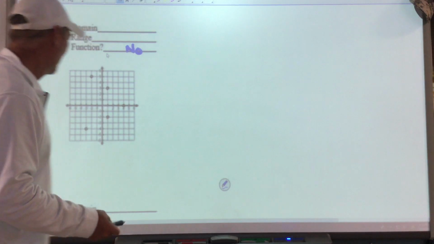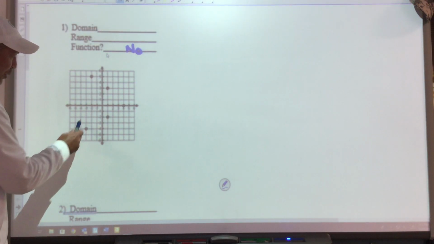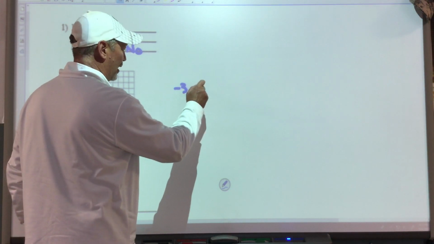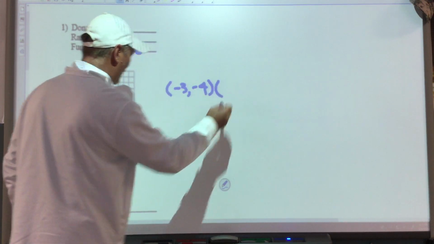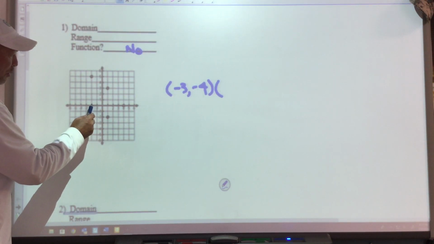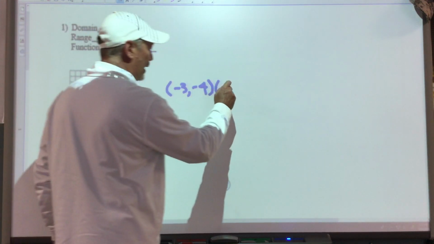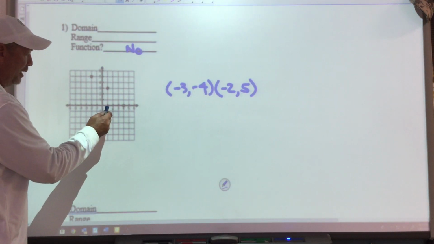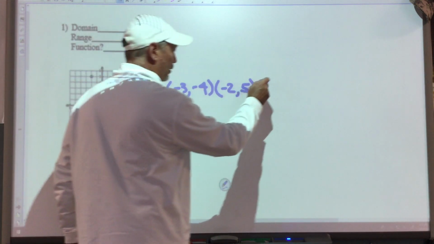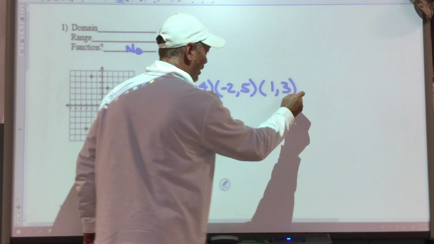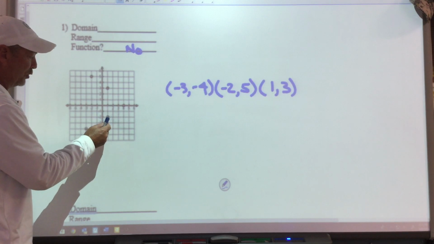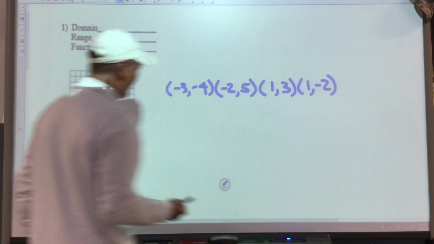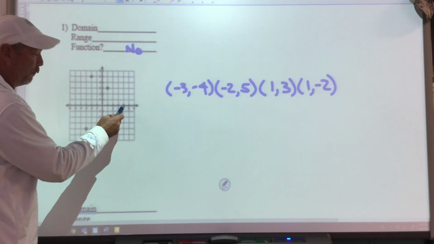So watch this. I'm going to be at negative 3, negative 4. I'm going to be at negative 2, positive 5. I'm going to be at 1, 3. I'm going to be at 1, negative 2. And then I'm going to be out here at 4, 0.